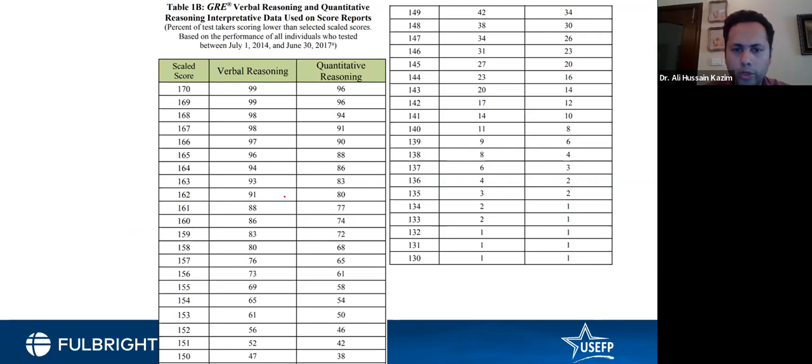Look on the bottom right, you can see that for a score of 130, you would get a one percentile. This basically means if you score 130, you're better than 1% of people. And look at what Fulbright is asking you to do. Fulbright is asking that you need to have a minimum of 145 in each of your components, which basically means in verbal reasoning, you would be better than 27% of people, and in the quant, you'd be better than 20% of people. So that's the minimum. That's really low, what they're asking for. And you need to score much higher. Fulbright is very competitive and everyone knows it. Everyone is applying to it.